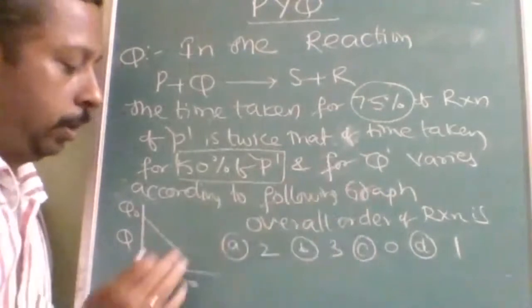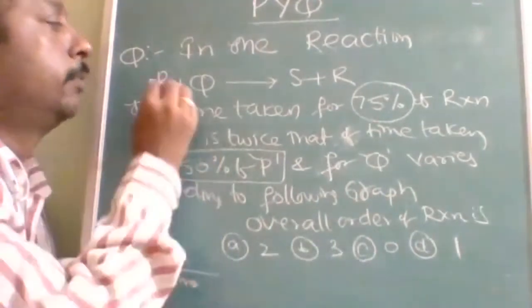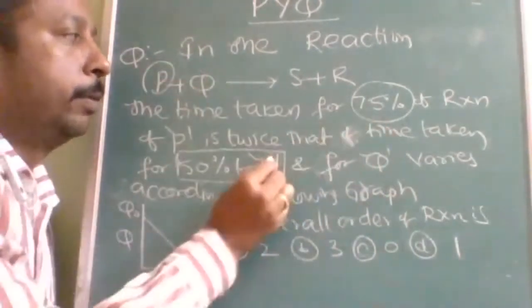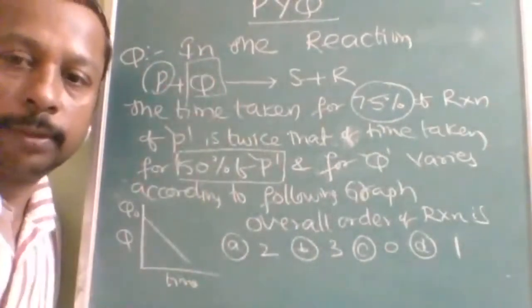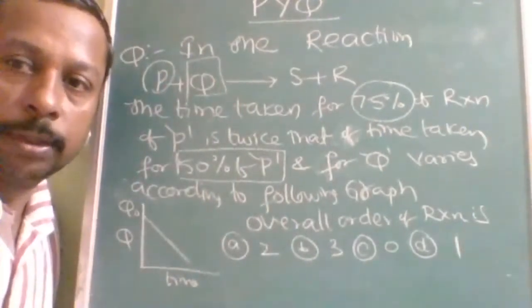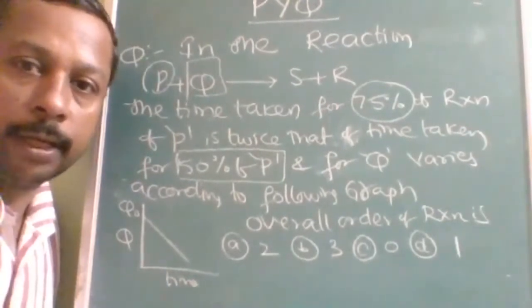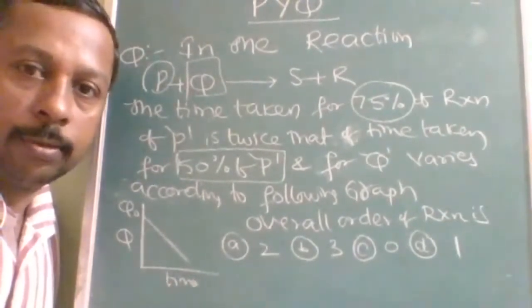And for Q, this is the graph. That means for P we will use this information, and for Q you will use this graph. Then by adding both of them, you will come to know the total overall order of the reaction. Okay. So what is the answer?